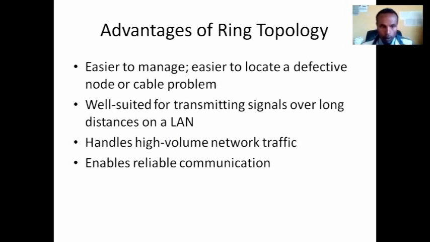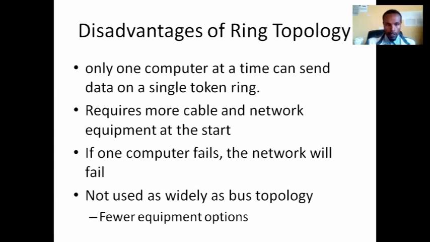We see the advantages of ring topology: it is easier to manage and easier to locate a defective node or cable problem. It is better for identifying the cable problem, or we can find where the cable has broken down. It is well suited for transmitting signals over long distances or local area networks. It handles high volume network traffic, and network traffic can be managed through this topology. It enables reliable communication between the nodes or computers.